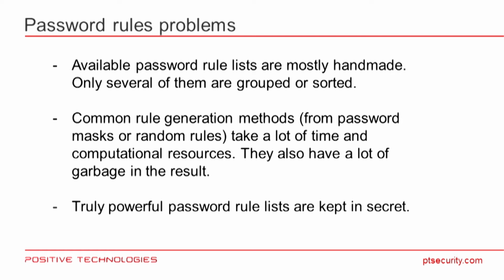For example, we don't have normal dictionaries with rules. We only have huge dictionaries and they are not suitable. They are not sorted out. They're just grouped. And this rule generation method has quite a number of deficiencies.